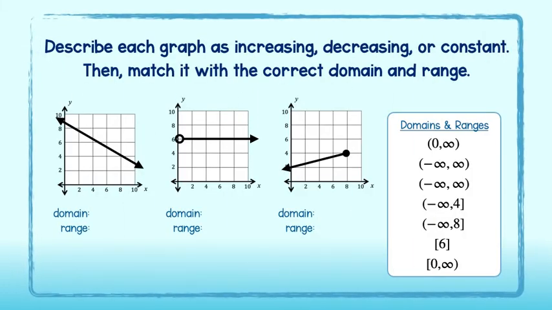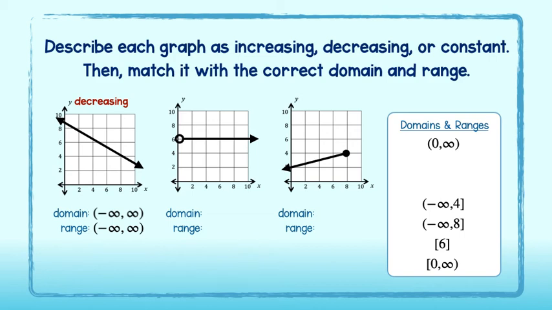Okay, it's your turn. Describe each graph as increasing, decreasing, or constant. Then match it with the correct domain and range. All right, since the first graph is pointing downwards, we say that it is decreasing. There are arrows on either side, which tells us that the domain and range are both negative infinity to infinity.